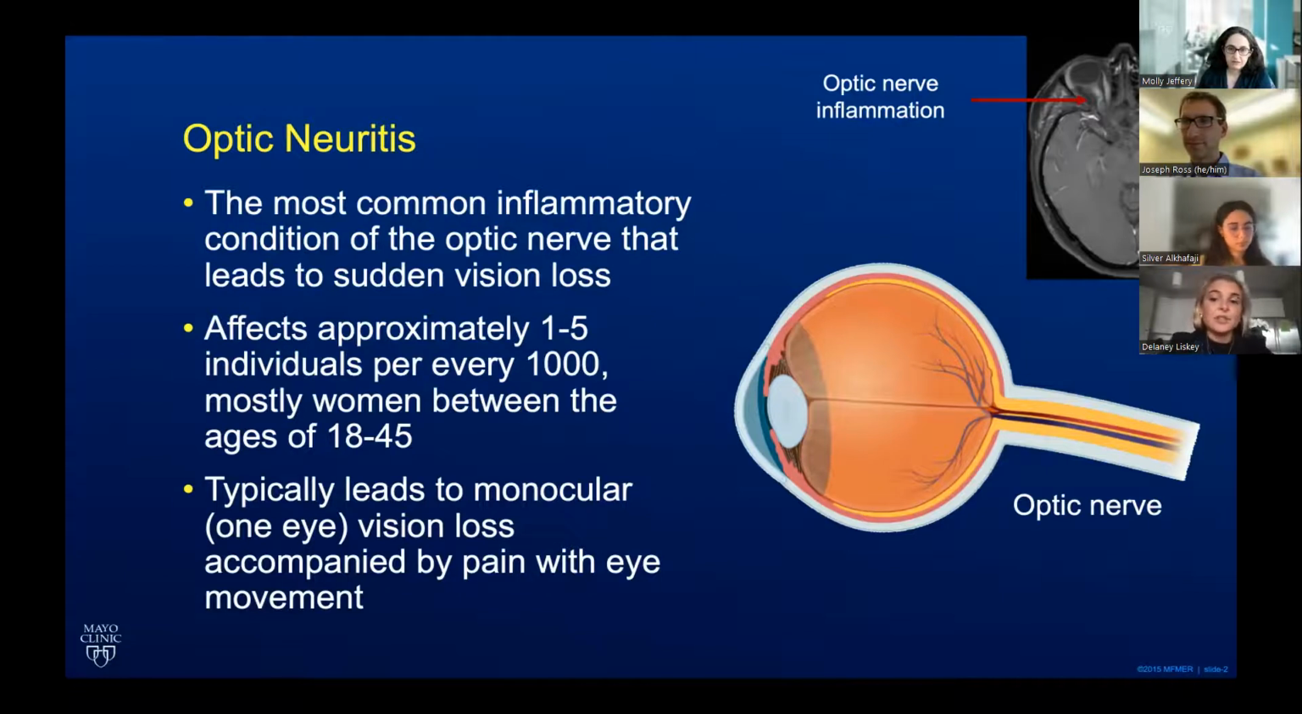And this occurs when the optic nerve, which is a bundle of nerve fibers that connects the eye to the brain, becomes inflamed and swollen. And as a result, patients typically develop monocular vision loss, or vision loss in one eye, that worsens over 3 to 7 days after the vision initially begins to shift. So it's a relatively common process that can have life-altering effects on an individual's quality of life.